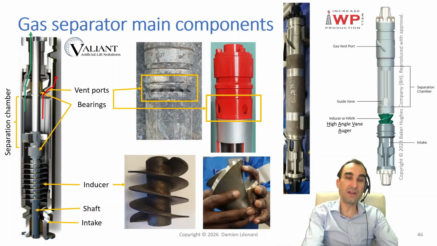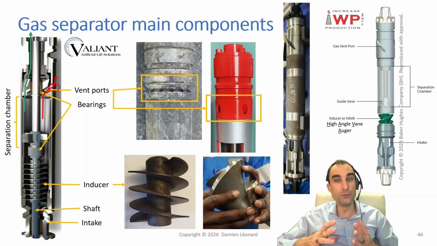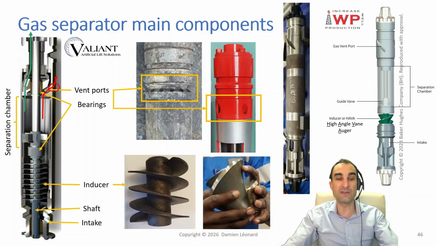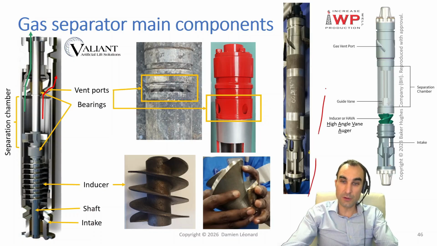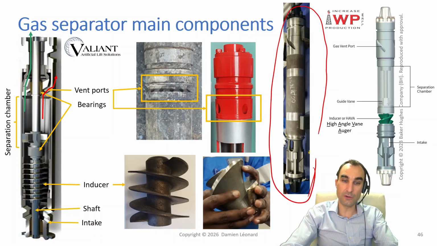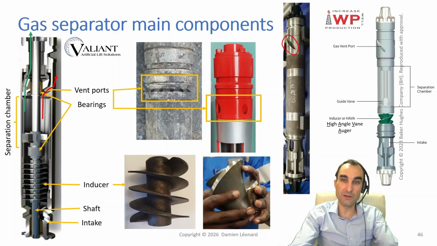In this case, this is a vortex gas separator, and there you have a vortex generator. And at the top of your gas separator, you're going to have vent ports. These are the ports that will be used to expel the gas outside of your gas separator. We can see the picture of such ports on these two gas separator pictures. Over there, we've got another gas separator, and in this case we can see just there the vent ports of this gas separator, while just there are the intake ports of your gas separator.